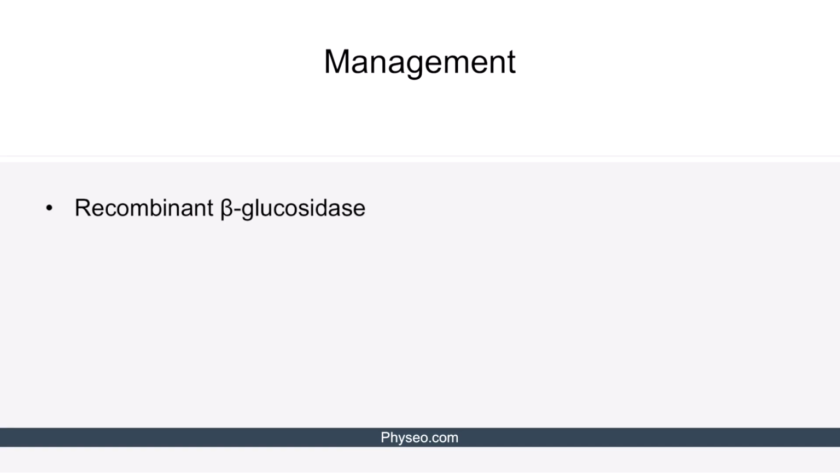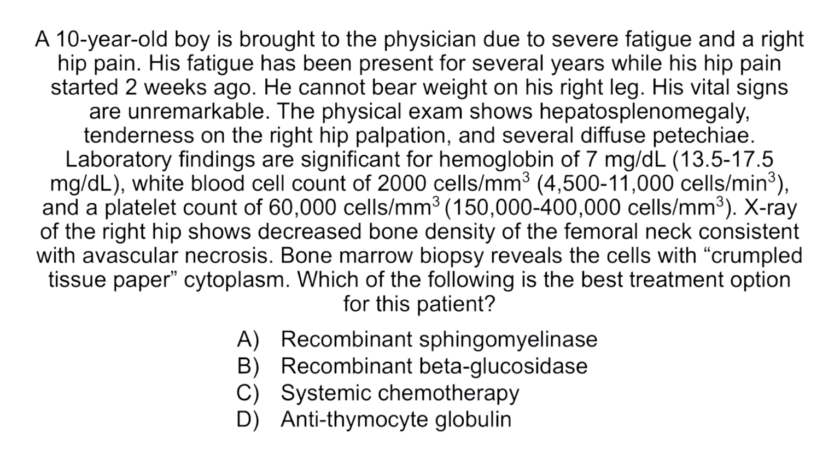This is the slide that we discussed earlier in this lecture, reminding us of the management of Gaucher disease with recombinant beta-glucosidase. Let's discuss why other options are incorrect. Option A, recombinant sphingomyelinase, is incorrect because it would be used in Niemann-Pick disease. Niemann-Pick disease, on the other hand, presents with hepatosplenomegaly, neurologic impairment, and the cherry red spot on the macula. This patient has no neurologic abnormalities.